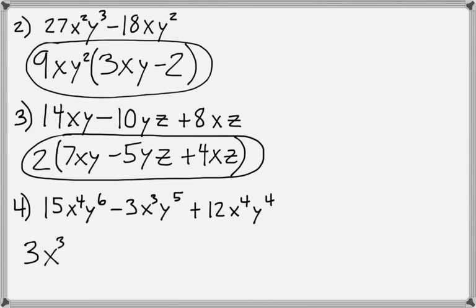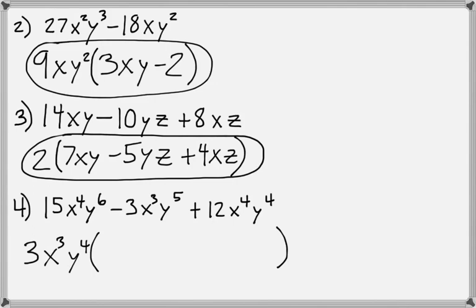For the y's, this one has 6, this one has 5, this one has 4, so it has to be common to all of my terms. So because this one only has y to the 4th, I can only take out y to the fourth. So that will be my GCF. Then I need to write what's left over after I factor out a 3x cubed y to the fourth.